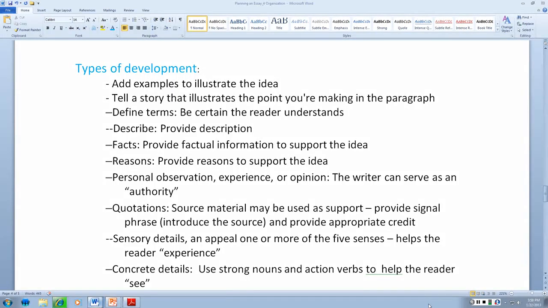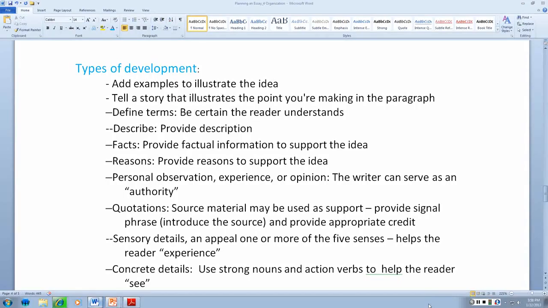At this point, you're still working to understand how to do that. Try it out so that you get a little practice if you want. Sensory details are always a good idea because you want the reader to experience the idea, and concrete details can be provided through sense impressions. Using strong nouns and action verbs help the reader see.